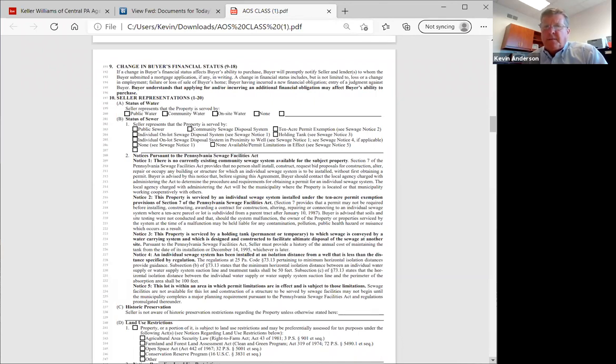A change in financial status includes, but is not limited to, loss or change of employment, failure or loss of the sale of the buyer's home, buyer having incurred new financial obligation or obligations, entry of a judgment against the buyer. Buyer understands that applying for or incurring any additional financing obligation.